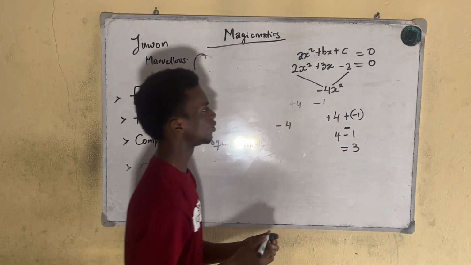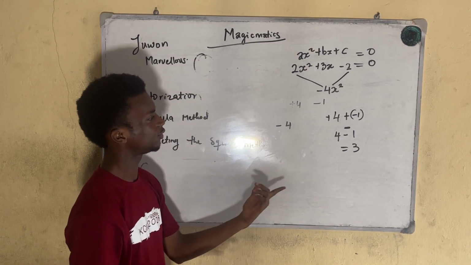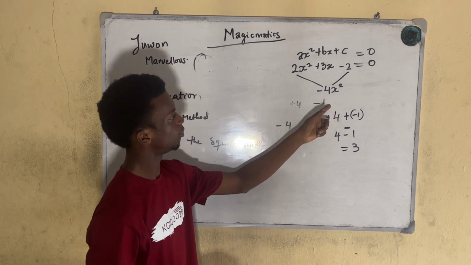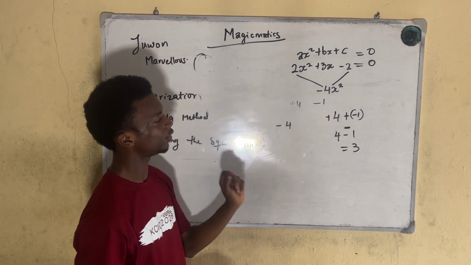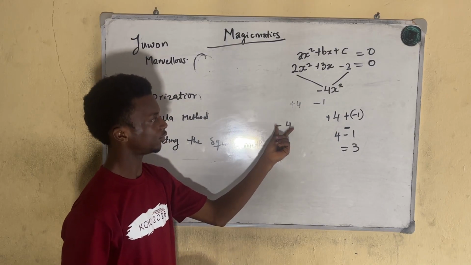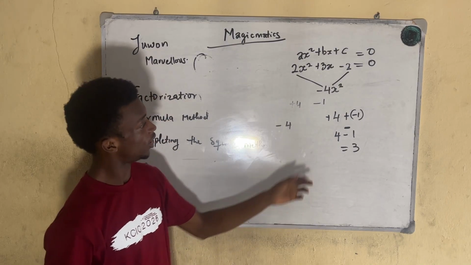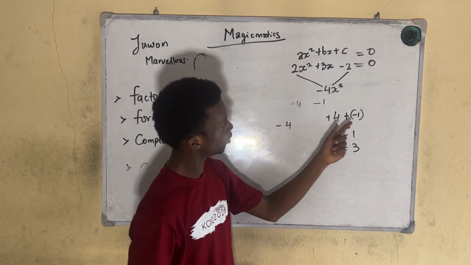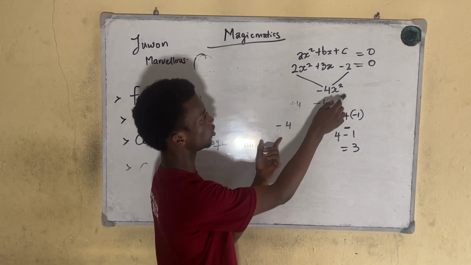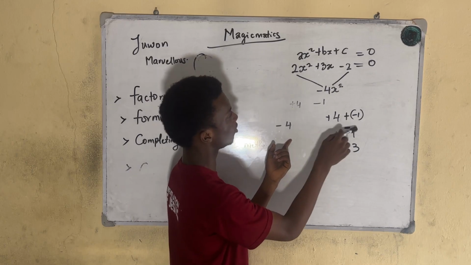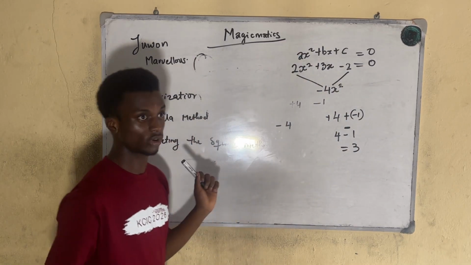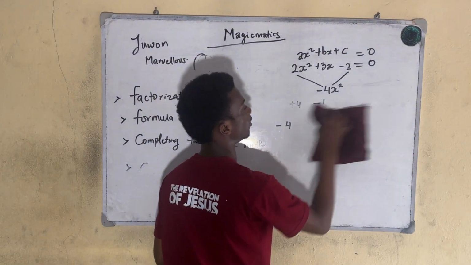3. So have we gotten our answers? Yes, we've gotten our answers. Minus 4 and then plus 4 and then minus 1. Those are the two integers. Plus 4 times minus 1, you have minus 4. And then 4 plus minus 1, 4 minus 1, that's 3. So we've gotten our answer, our two integers.